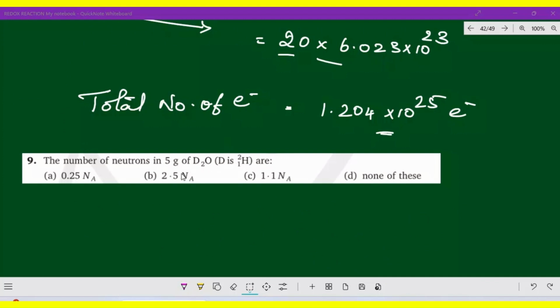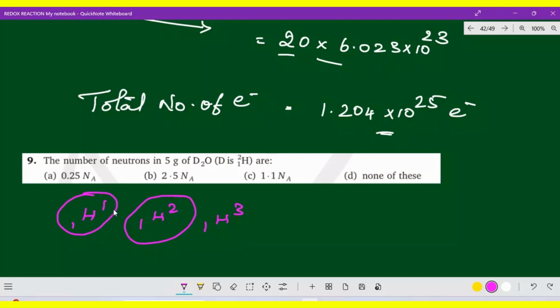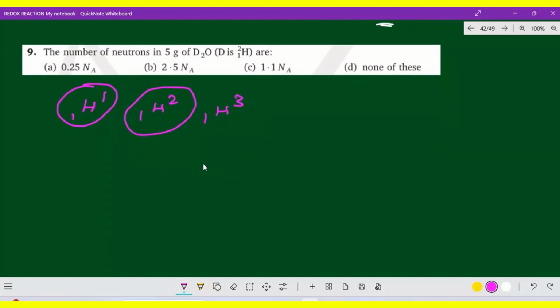D2O is a hydrogen isotope, no? Hydrogen has protium, deuterium, tritium: 1H1, 1H2, 1H3. So deuterium is 1H2. Protium does not have a neutron. Because of neutrons only the isotopes vary, so isotopes are formed. So the number of neutrons in 5 grams of D2O, that is heavy water. Come on, let us go for it.